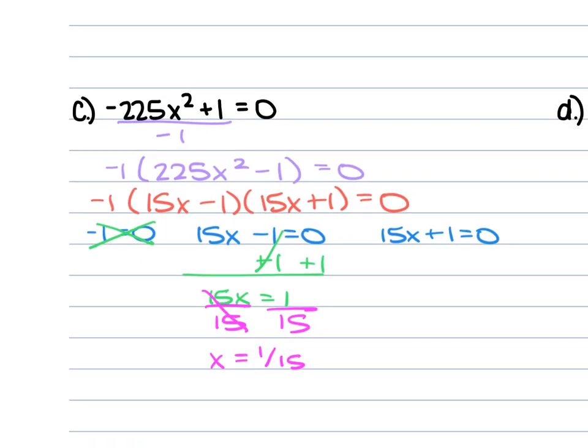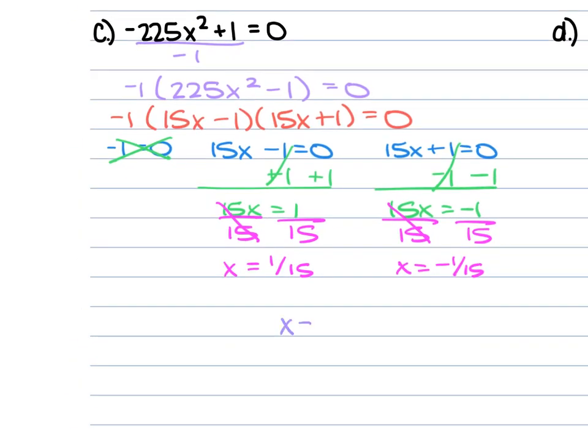For the 15x plus 1, subtract the 1 from both sides. We have 15x is equal to negative 1. And then divide each side by 15. So we have x is equal to negative 1 over 15. So again, like I said, with the last one, you can rewrite this as x is equal to plus or minus 1 over 15.